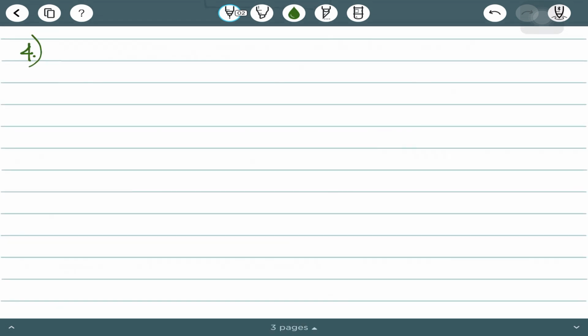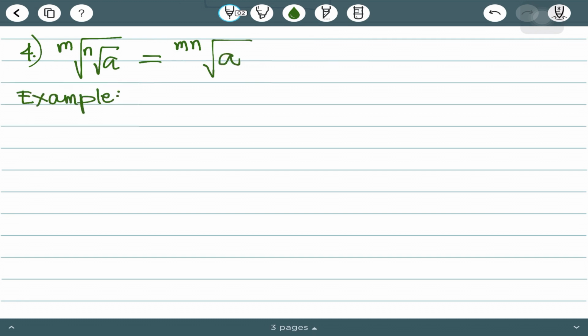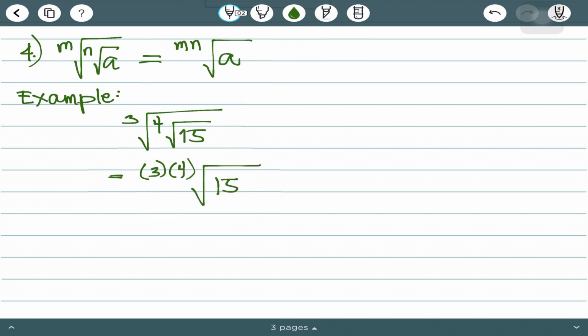For the fourth property, the mth root of the nth root of a will be equal to the m times nth root of a. For example, if you have the cube root of the fourth root of 15, then it would be the same as 3 times 4th root of 15, which will result to the 12th root of 15.